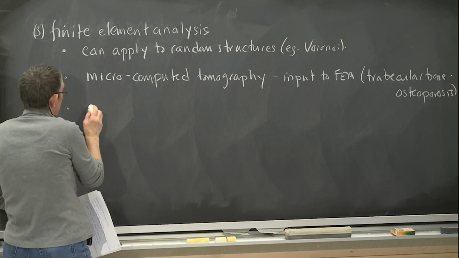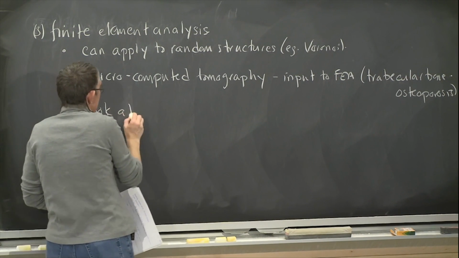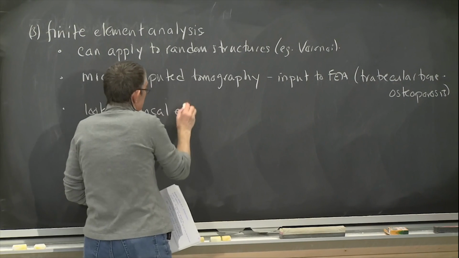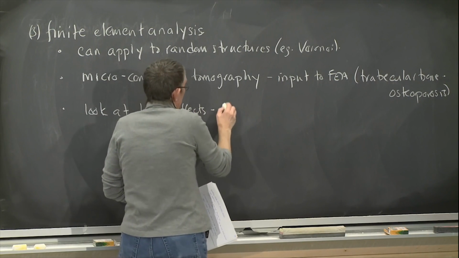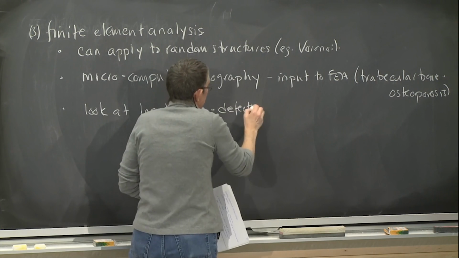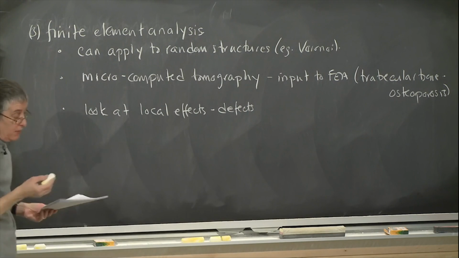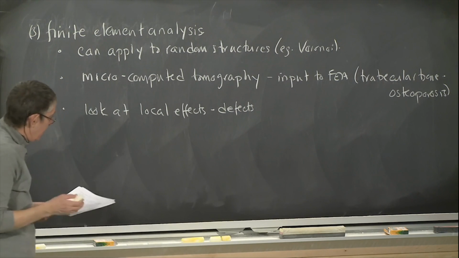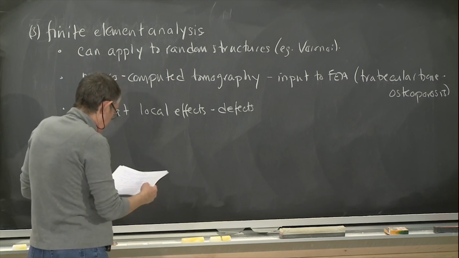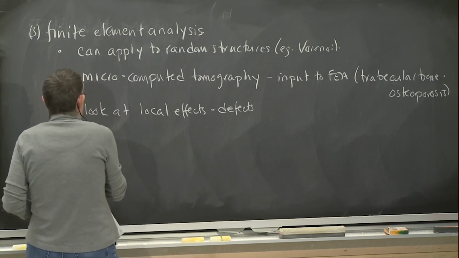You can also use it for looking at local effects. So you can look at defects, for instance. If you think of trabecular bone as having missing trabeculae, that would be a defect in the structure. You can look at that. You can look at size effects.